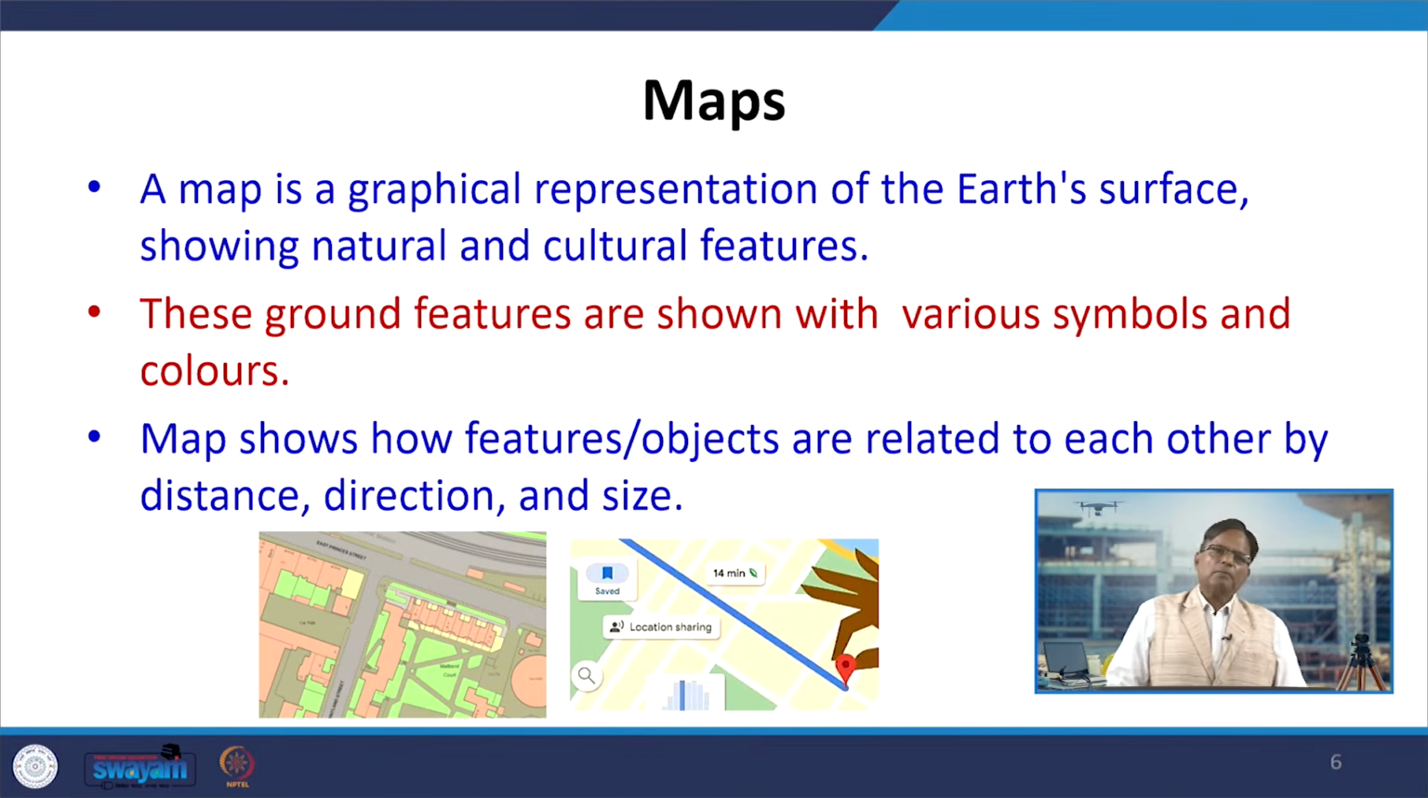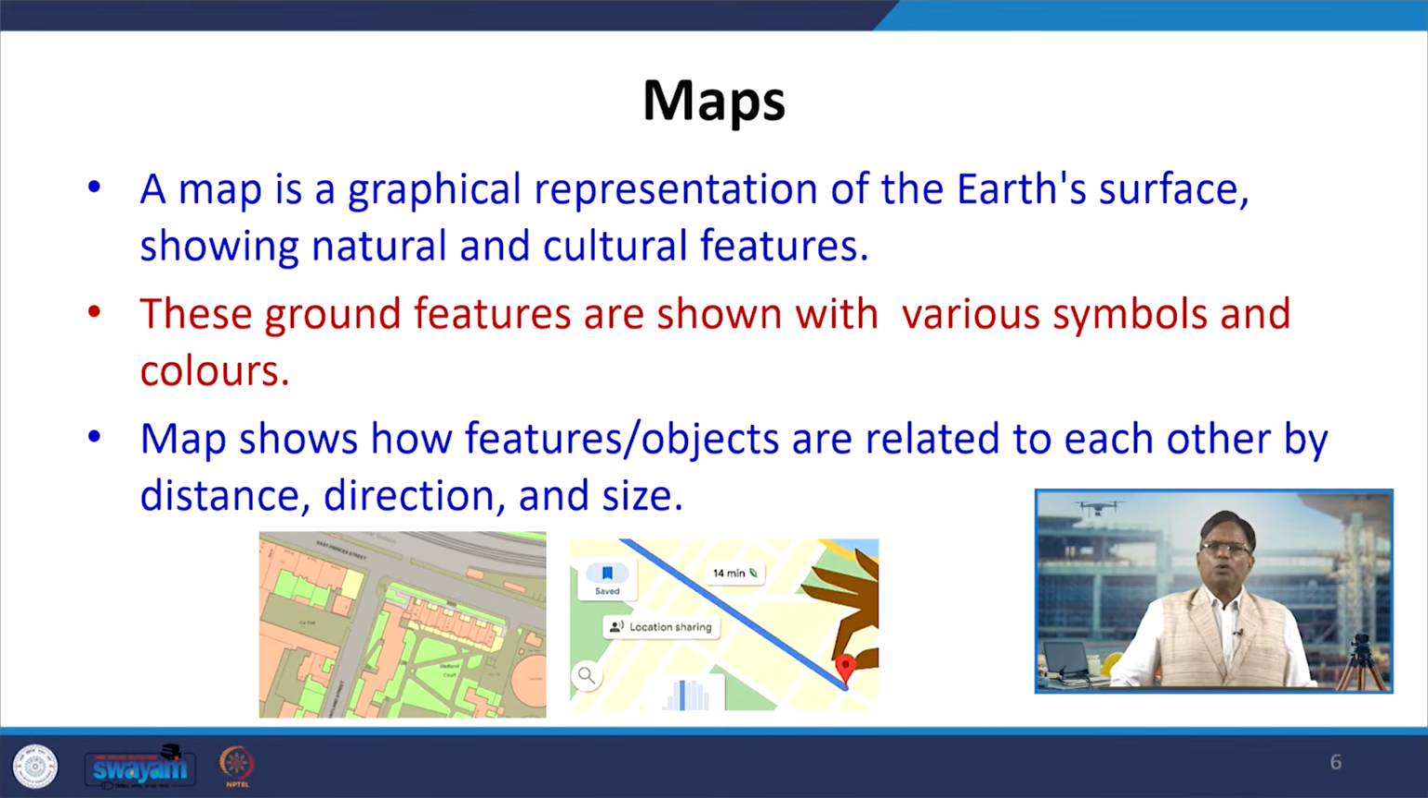If we define the map, it is a graphical representation of the earth surface showing natural and cultural features. All the natural and cultural features that we see on the ground, we represent graphically in the form of point features, line features, and area features at some defined scale. These ground features are shown with different symbols and colors. We do not normally show the actual size, but we show them by their standard symbols and colors. And at the end, we give a legend so that anybody can read these maps.